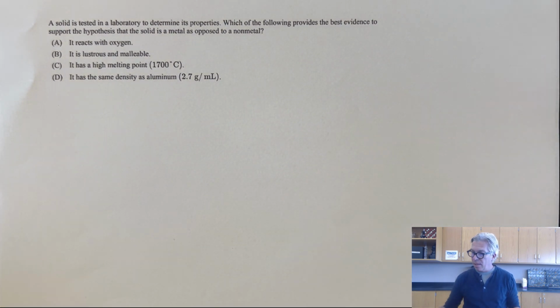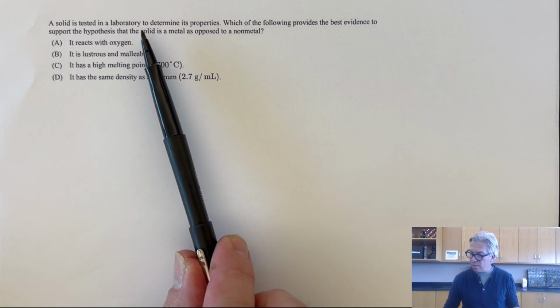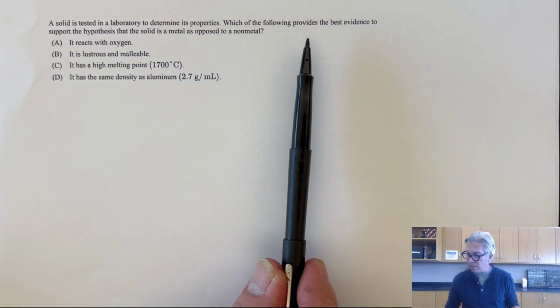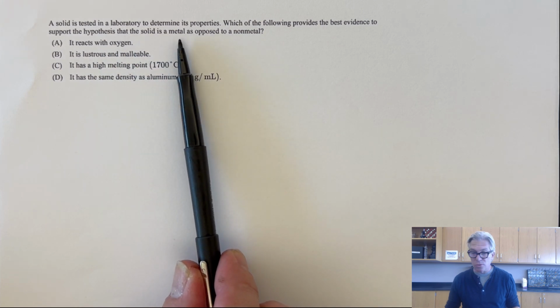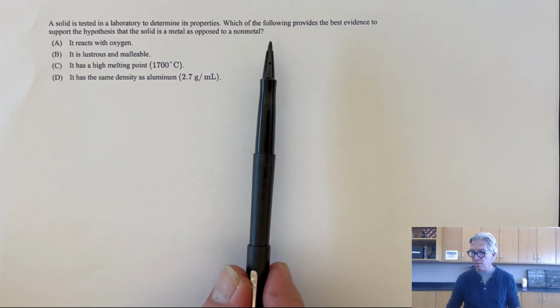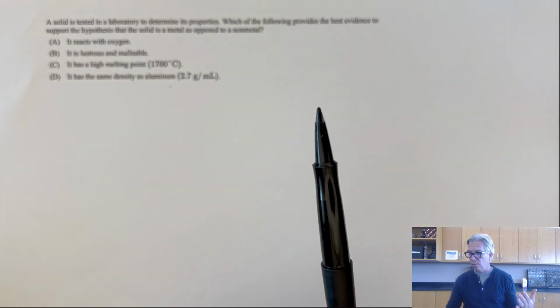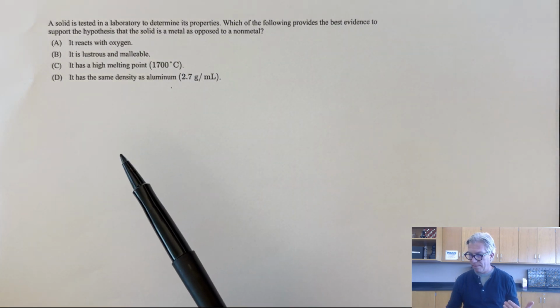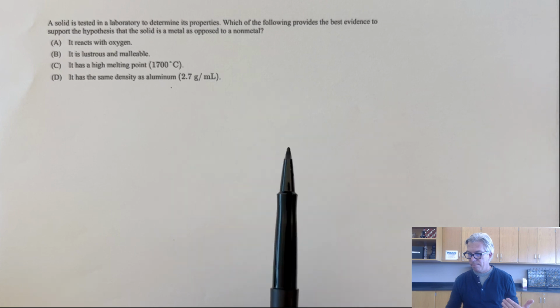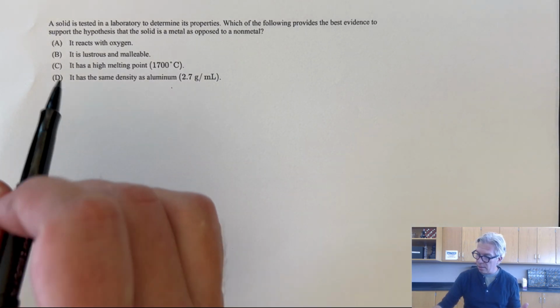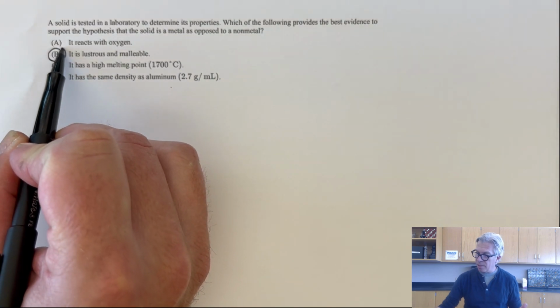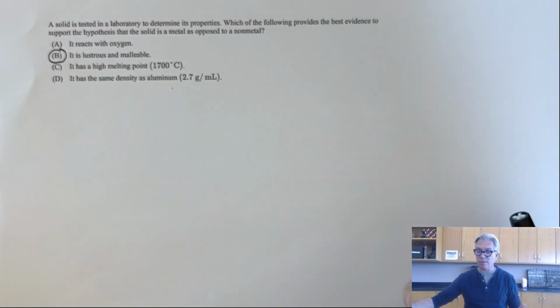Take a moment. A solid is tested in a laboratory to determine its properties. Which of the following provides the best evidence to support the hypothesis that the solid is a metal as opposed to a nonmetal? So think about the properties of metals. Which of those best supports it? Great. And if you paused the video and thought about it and found out that B is the thing that is characteristic of metals, then good job with that.